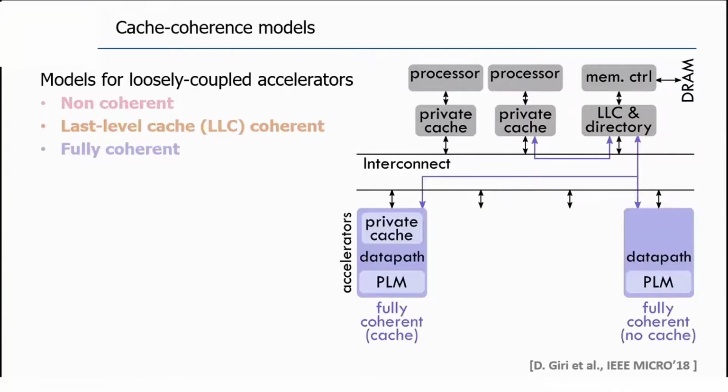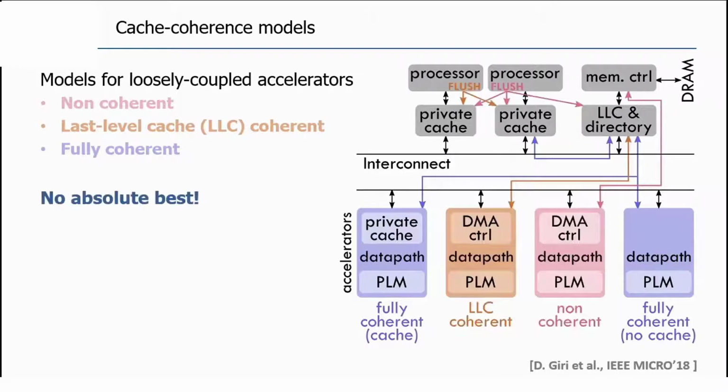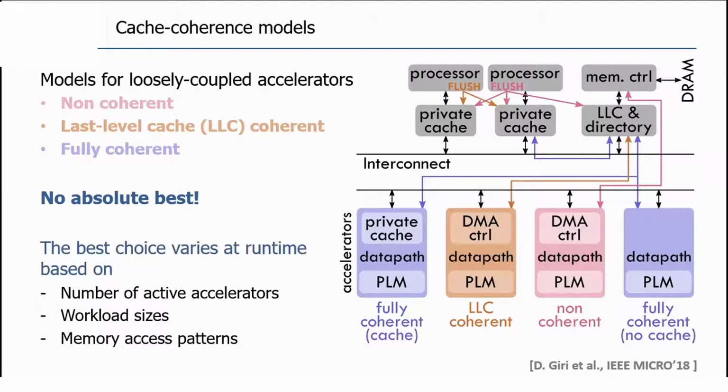Lastly, the more processor-like model is the fully coherent model, where all the accelerator transactions are kept coherent. The accelerator can either have a private cache or can send requests directly to the last level cache, and these requests are kept coherent with recalls. Our work, as well as other recent literature, shows that no model is the absolute best. The best choice of cache coherence varies at each accelerator invocation, depending, among other things, on the number of active accelerators, their memory footprints, and their memory access patterns.